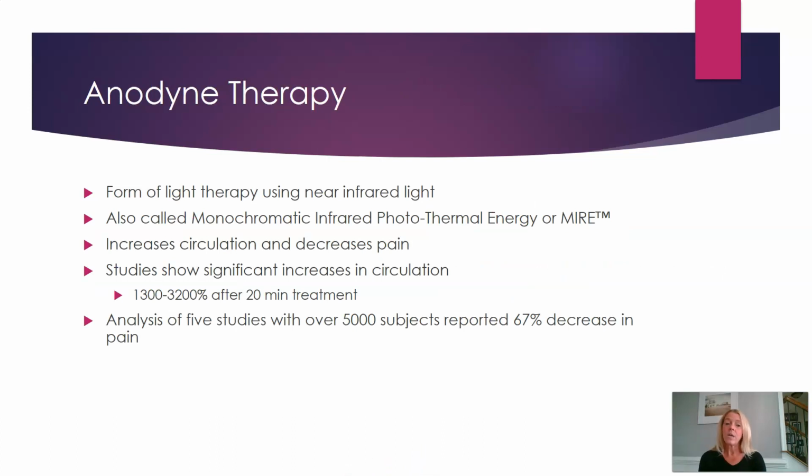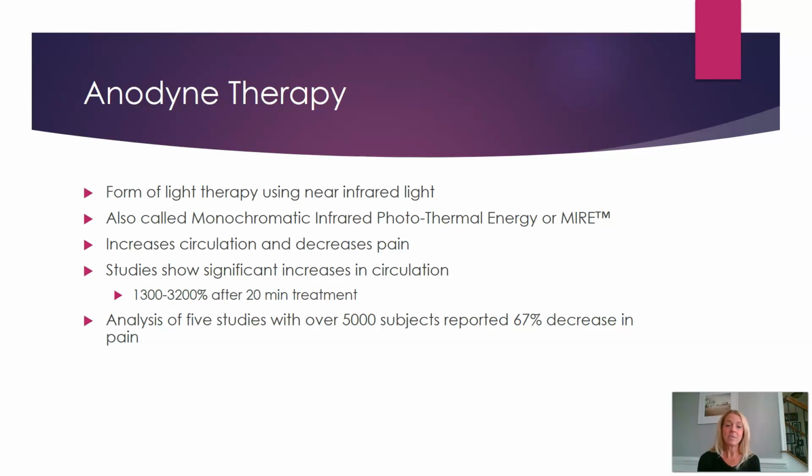So lastly, I want to go into a very specific type of light therapy. It's called anodyne therapy. It uses infrared light. It's also called monochromatic infrared photothermal energy, or MIRE. It increases circulation and decreases pain. Where this began and where it really gained its popularity was with our diabetic neuropathy population. So again, with this, just like with other types of lasers, we're able to increase circulation without the thermal effects.